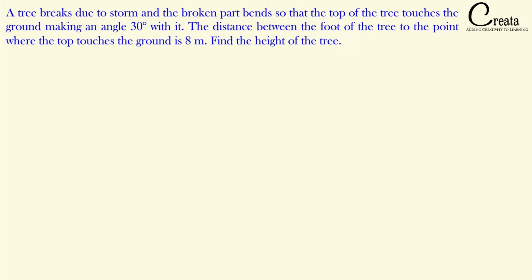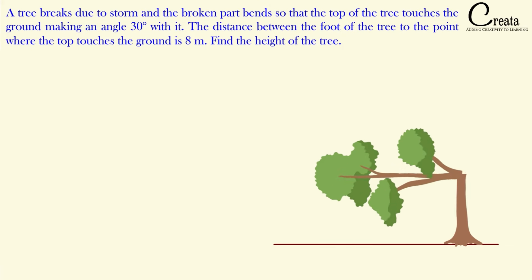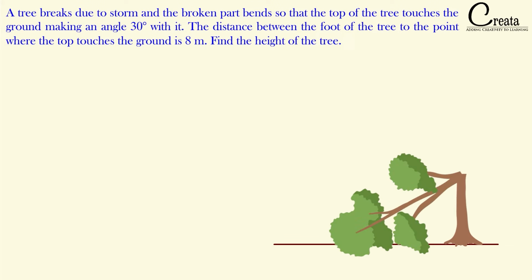Firstly, let's observe the given scenario in this question. A tree is given in this question and due to the storm, the tree has been broken down and the top of the tree is touching the ground. Due to the storm, the tree has been broken at one of the part and the top of the part has been fallen down and it is touching the ground. And the angle that the top portion is making with the ground is 30 degree. This angle is 30 degree.